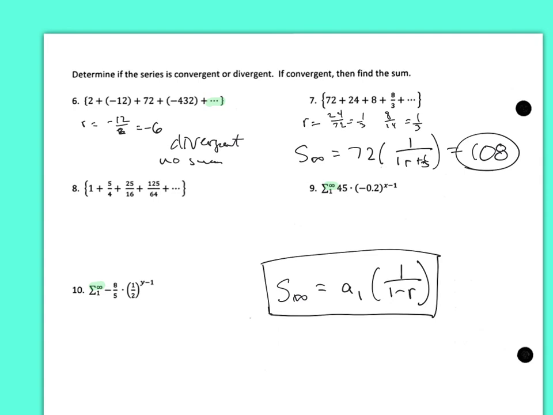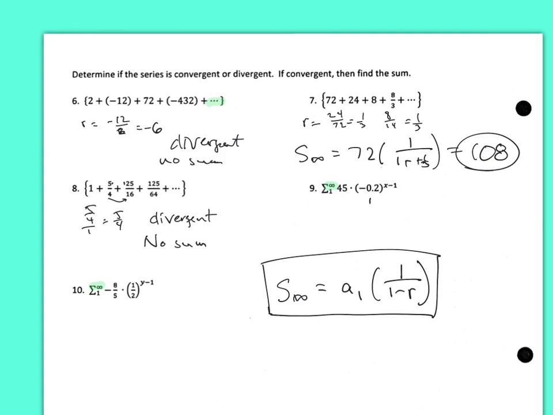For number 8, 5/4 divided by 1, so 5/4. And then we can tell we multiplied the top by 5, bottom by 4. So 5/4 is the ratio. That's larger than 1. So this one is divergent. Or you could say no sum, or you could say both. Up to you.